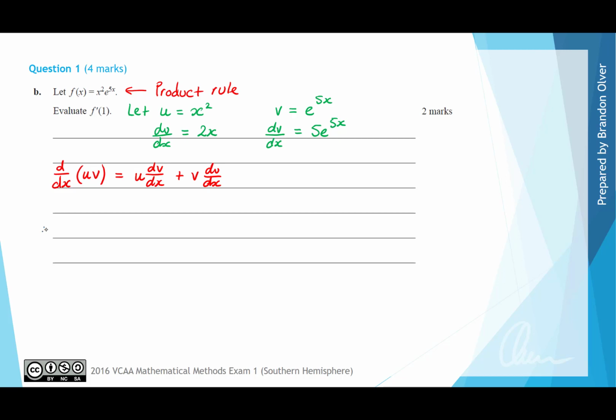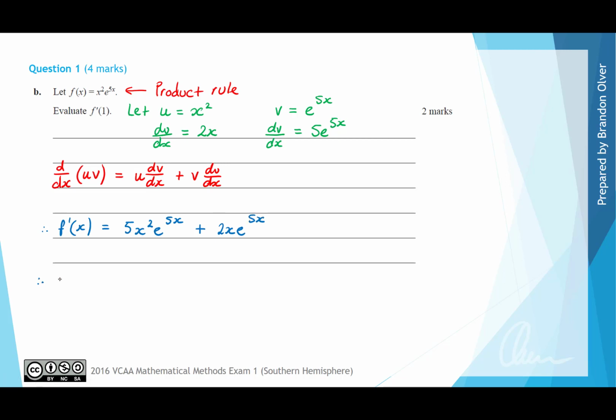So for this question, we find that f dash of x is going to equal, and u is x squared and dv dx is 5 times e to the power of 5x. So we can write that multiplication as 5x squared e to the power of 5x, and then we add on to that v, which is e to the power of 5x, times du dx, which is 2x, which we can write as 2x e to the power of 5x.